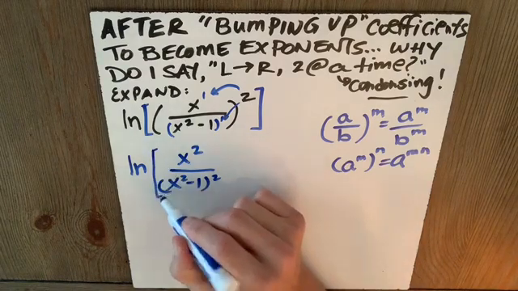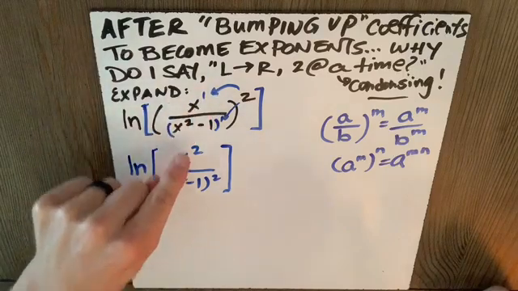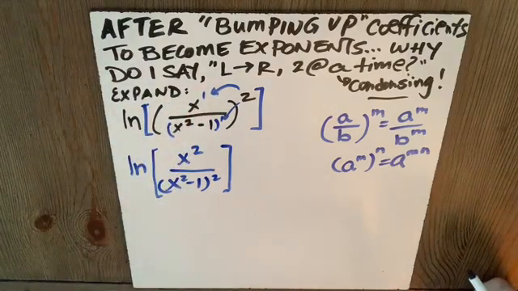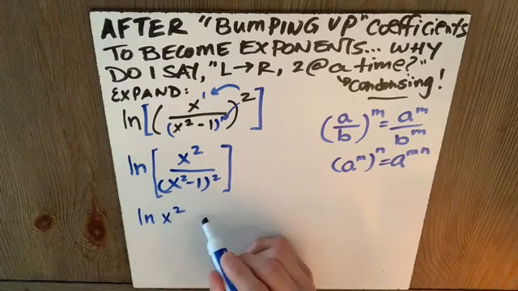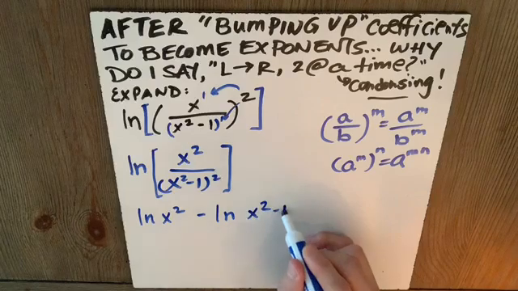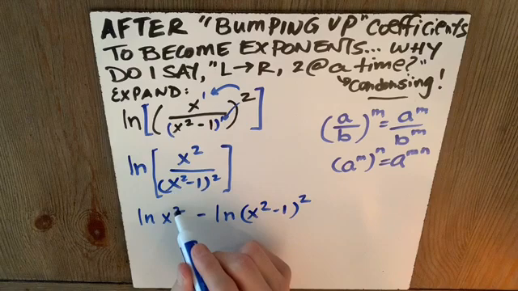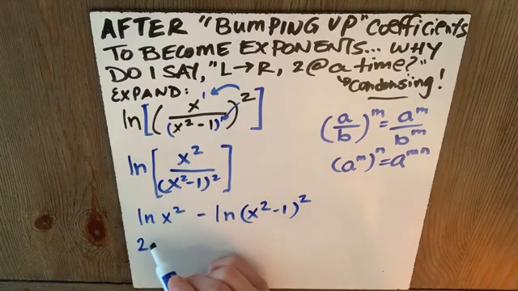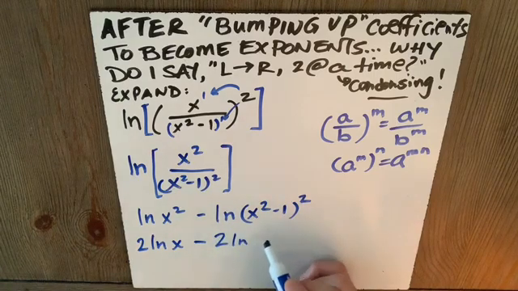Now this is my argument, and I've not made any changes. I've certainly written it differently, but it's the same thing. These are equivalent. Now I can use my quotient property to expand this: natural log of the numerator minus natural log of the denominator. And then I can bring my exponent and make it a coefficient. 2 natural log x minus, same thing here, 2 natural log (x squared minus 1).